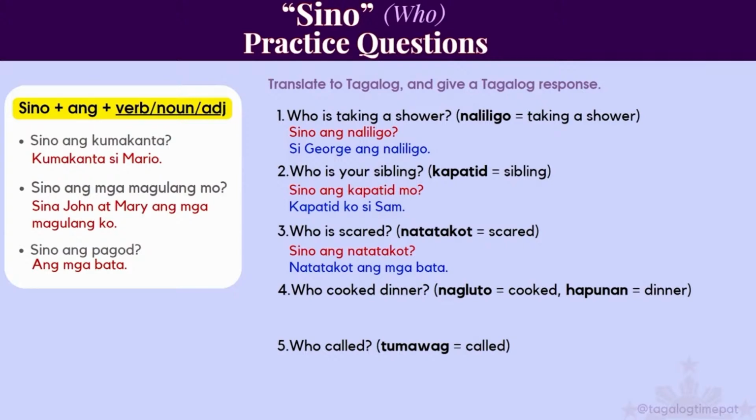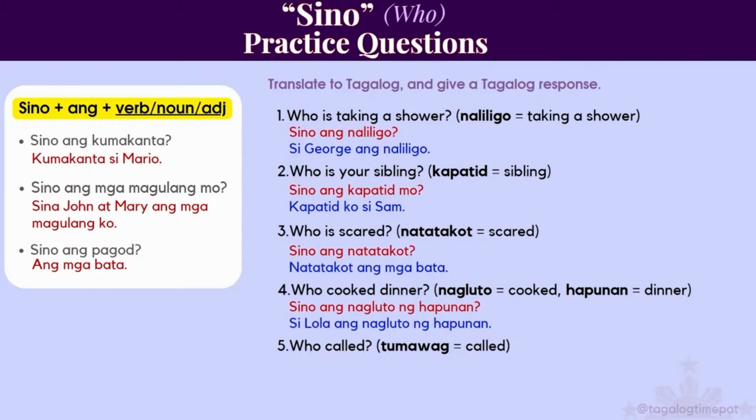Nagluto is cooked. Hapunan is dinner. Who cooked dinner is sino ang nagluto ng hapunan? So that's just sino plus ang plus a verb. Sino ang nagluto ng hapunan? Ng is the sentence marker before the noun. Si Lola ang nagluto ng hapunan. Lola cooked the dinner.